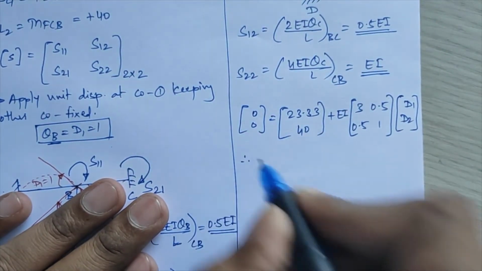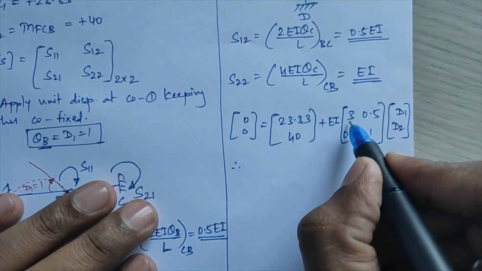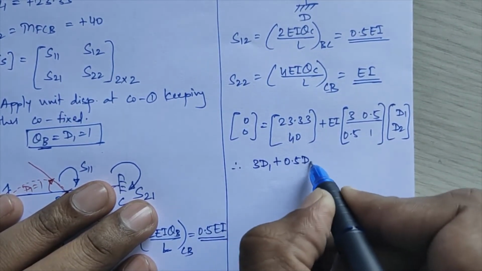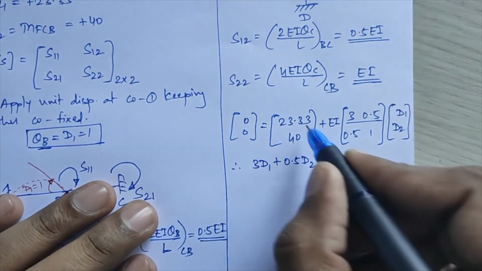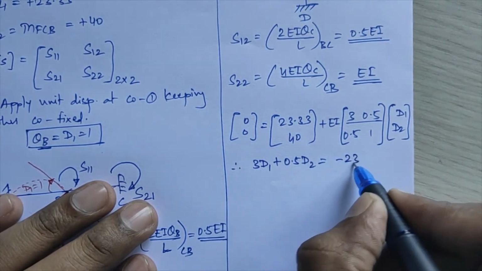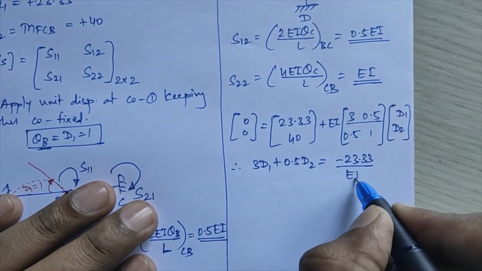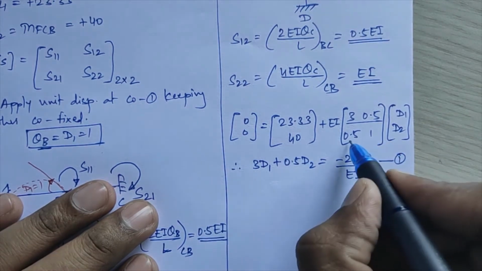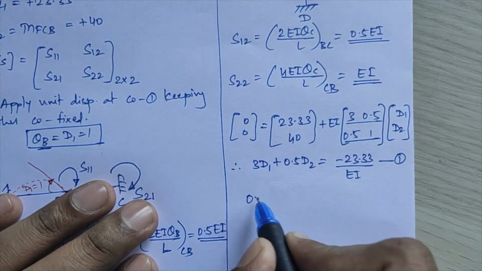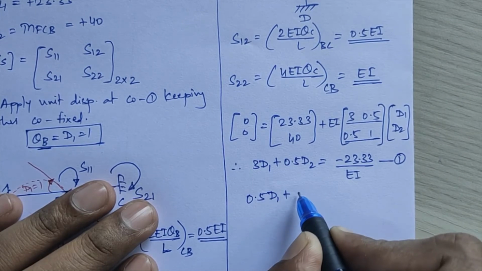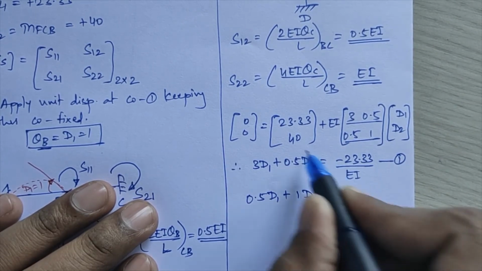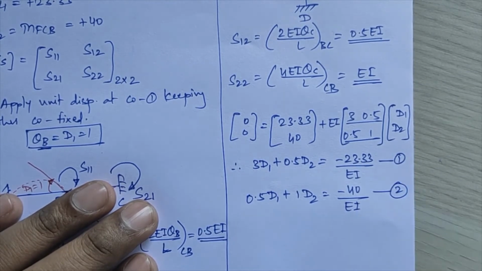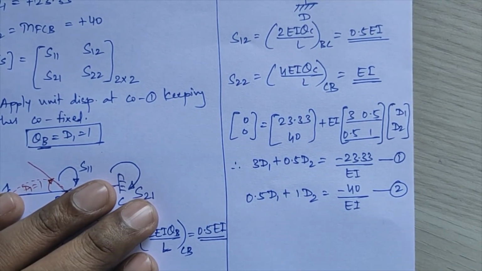So if I solve for the equations over there, what equation I will get first? Row multiplied by column, that is 3 times of D1 plus 0.5 times of D2 is equal to, this after going here will become negative and EI will get divided to that, so it will come minus 23.33 upon EI as your equation number 1. Same way I'll see for my second equation. So second row multiplied by column, that is 0.5 of D1 plus 1 times of D2 is equal to, this will go again negative, minus 40 upon EI. So that will be my equation number 2 here.